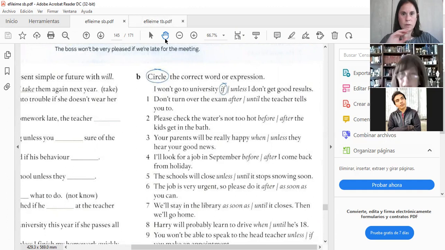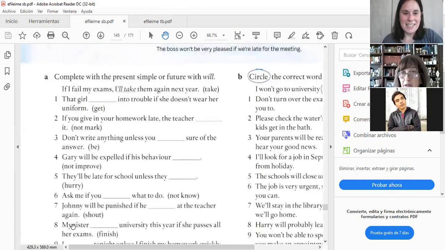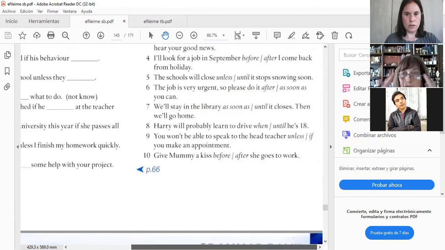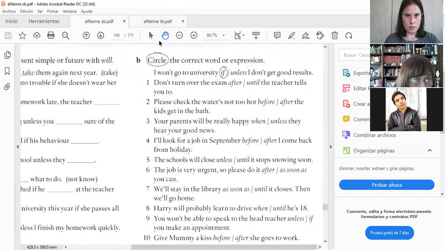It's call me if you need. No, you will need. If you need. Yes, because the call me is, llámame si necesitas. Claro. Este llámame ya es futuro. Claro. Okay? Está bien. Yes. Call me if you need. Sorry, I will move it there. Can you see it there? Yes. Okay. So you just have to select the correct option.